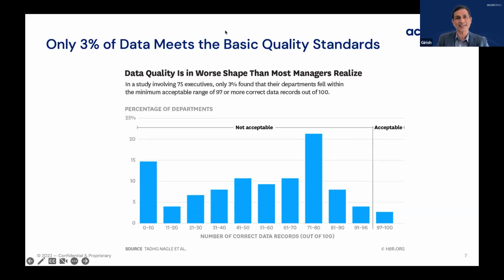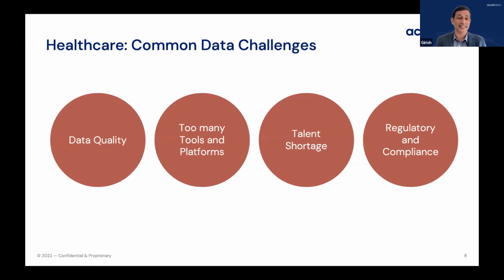So let's now look at some of the data challenges in healthcare. I'm going to take a quick pause here and look at the question.